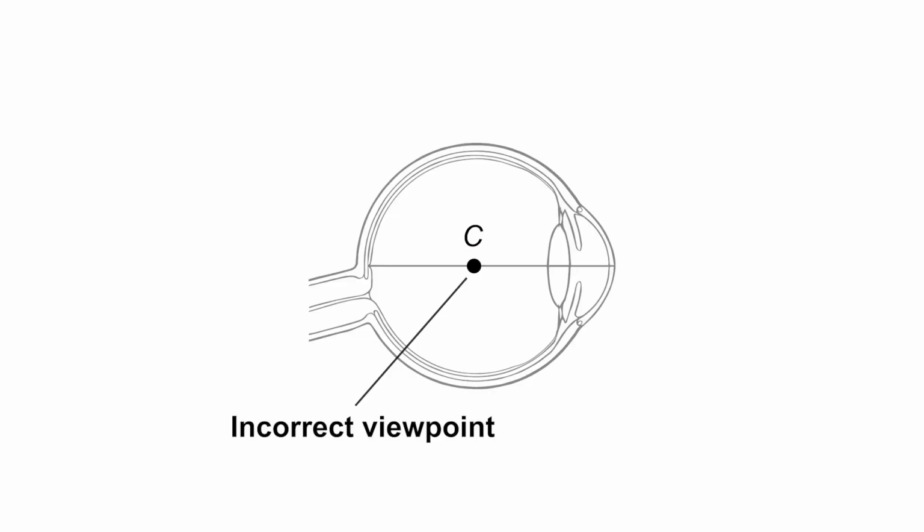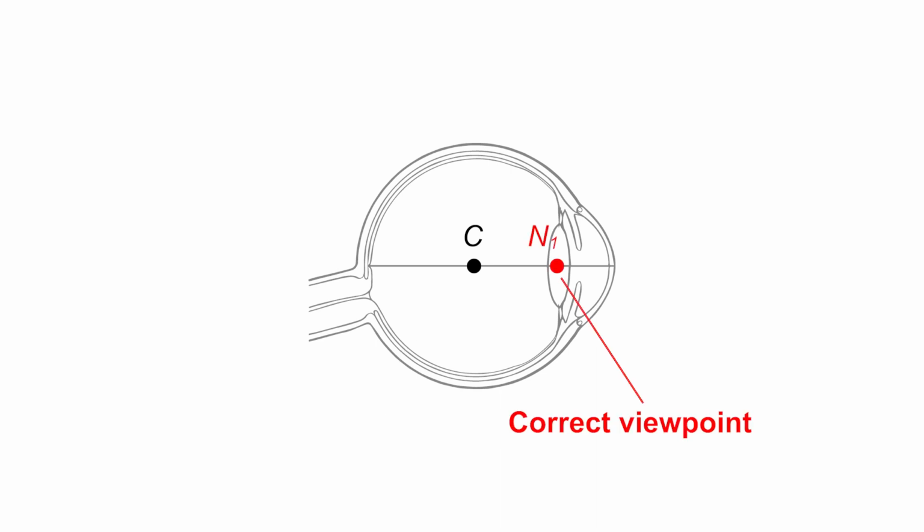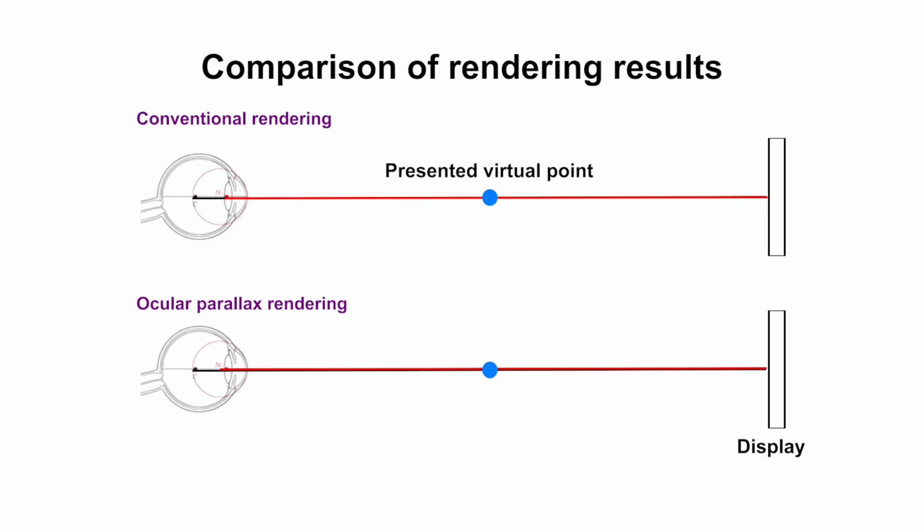In VR/AR rendering, it has been widely assumed that the viewpoint of the eye is the rotational center of the eye. However, the correct viewpoint is actually around the front nodal point of the eye. This causes a small parallax only with the eye rotation, called ocular parallax. Here's the comparison between conventional rendering and ocular parallax rendering.